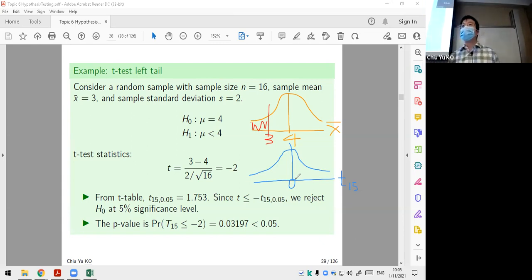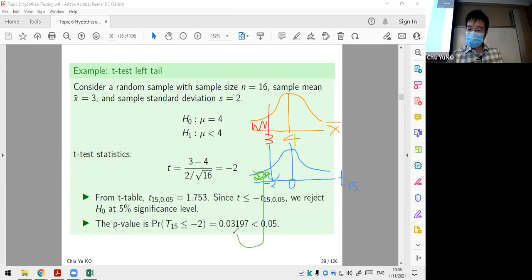The mean is 0. The variance is somewhat complicated to say. We need to work out what 3 is converted to here, using the formula. It's 3 minus 4 over 2 over root 16, which is negative 2. So the same idea, this negative 2 is over here. We want to know the p-value, this area. It's very simple.